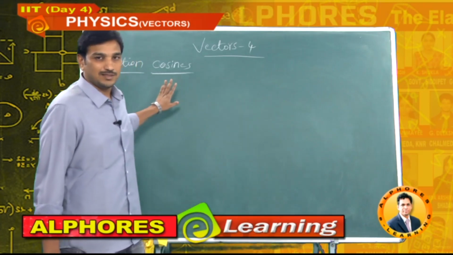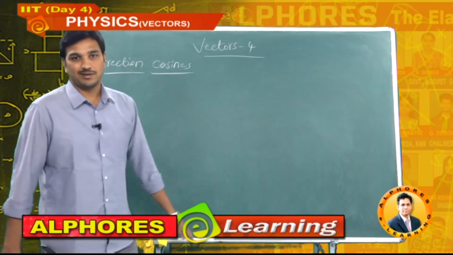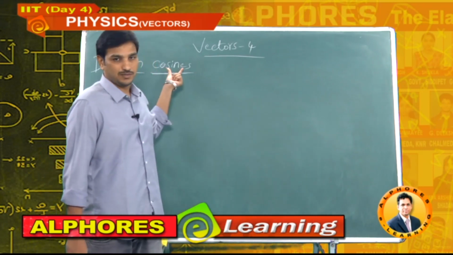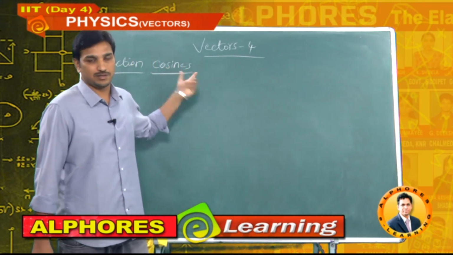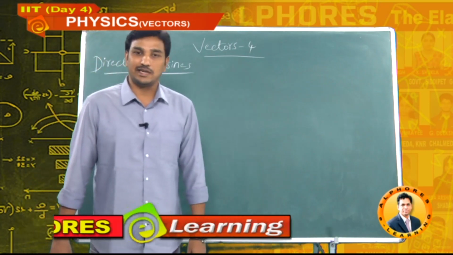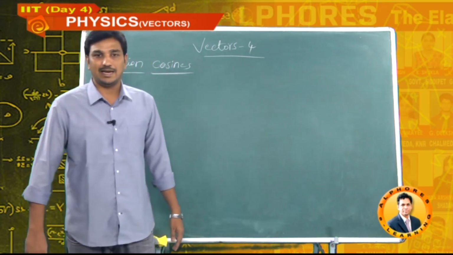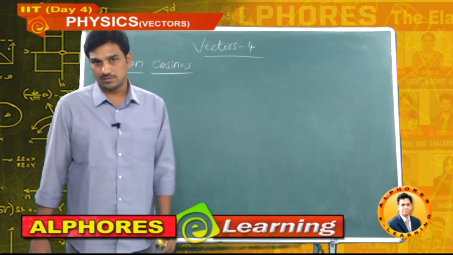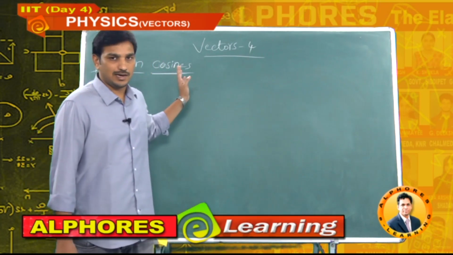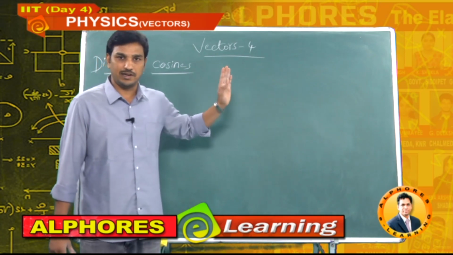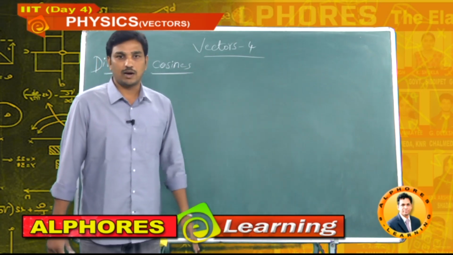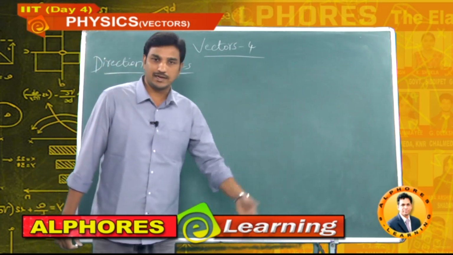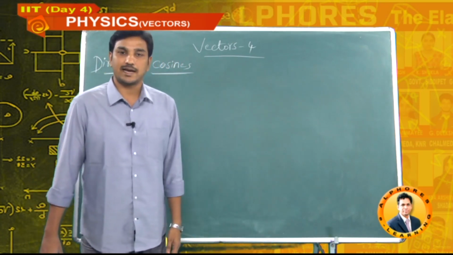So next concept, direction cosines. What are direction cosines? The name itself has cos. In trigonometry you have a cos term. A vector in 3D makes an angle with the x axis, y axis, and z axis. Direction cosines give information about our vector, how it is with the x axis, how it is with the y axis, and how it is with the z axis.